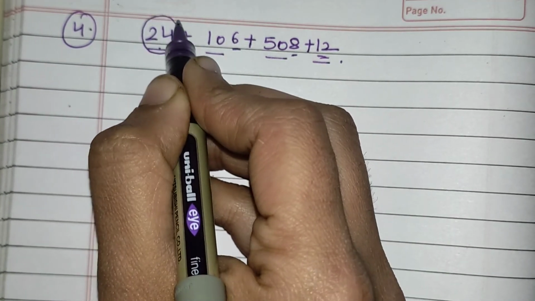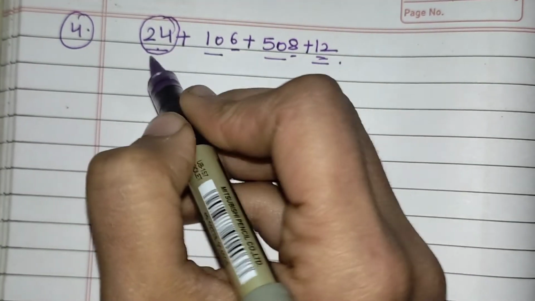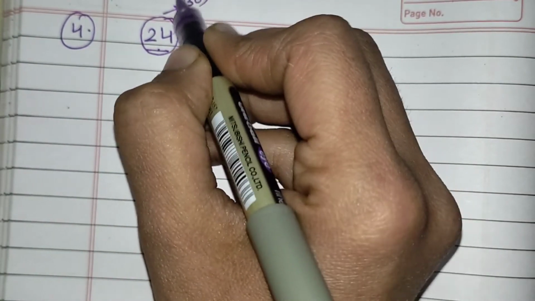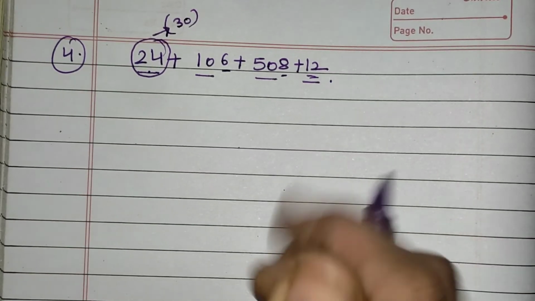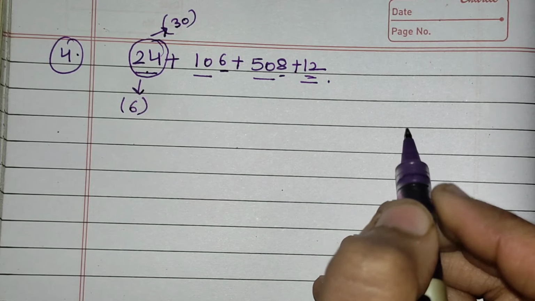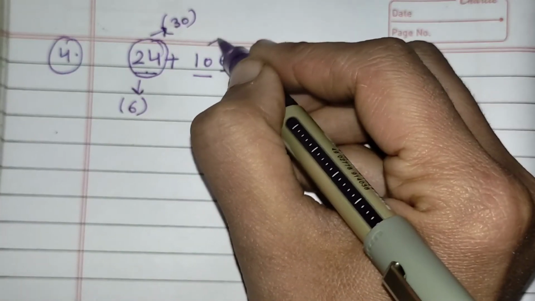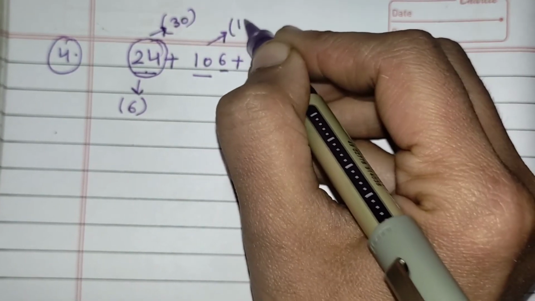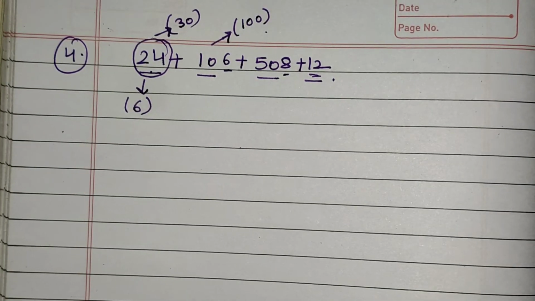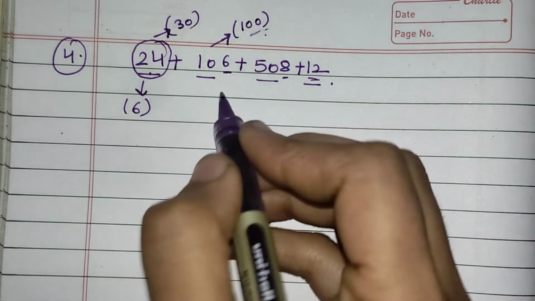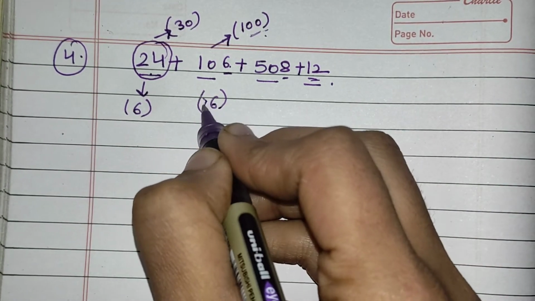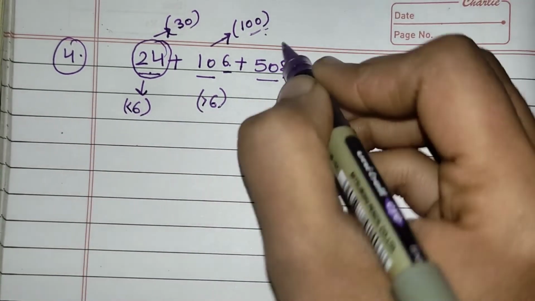So see, 24 is how much? 24 is nearer to which multiple of 10? Nearer to the multiple of 10, 30. And 24 is how much lesser than 30? It is lesser than 30 by 6. Similarly, 106 is nearer to which multiple of 10? It is nearer to 100. And it is greater than 100 by 6. It is greater and it is less.